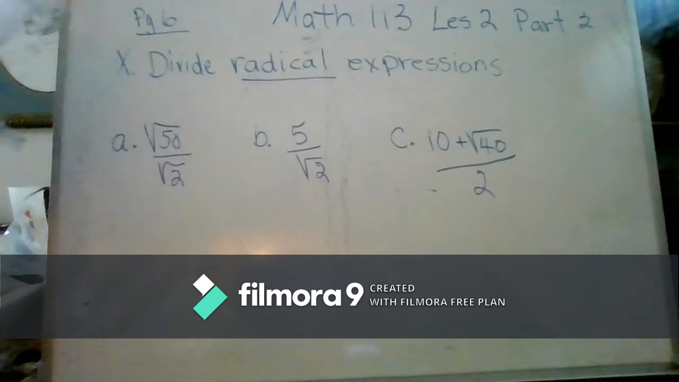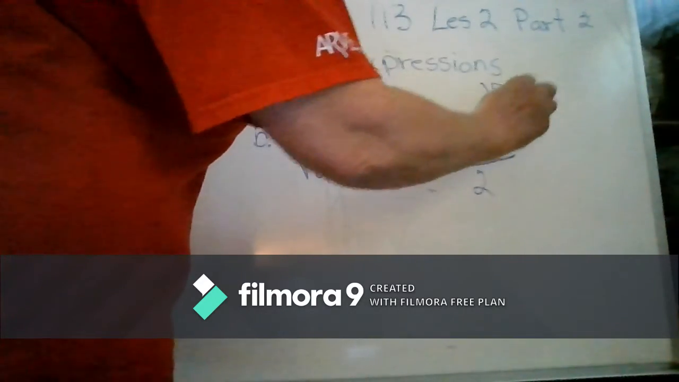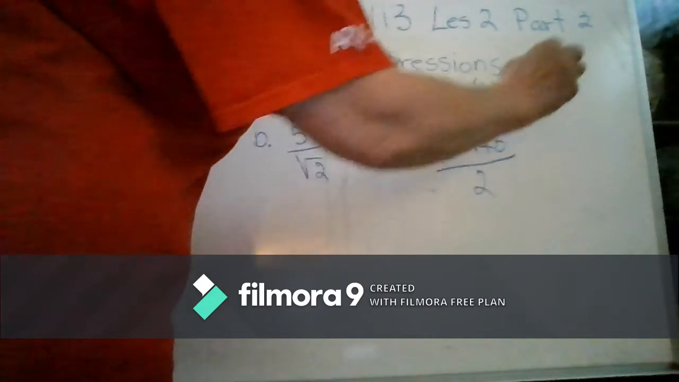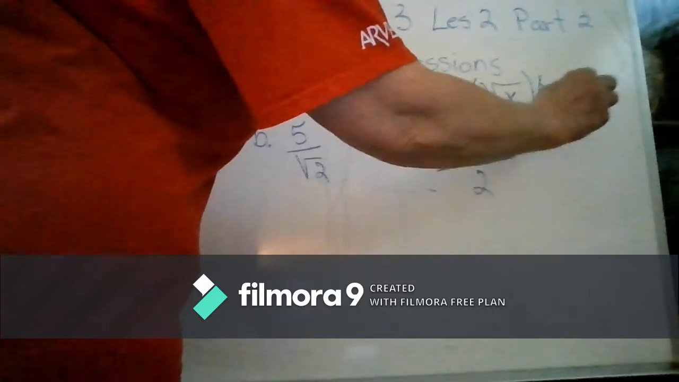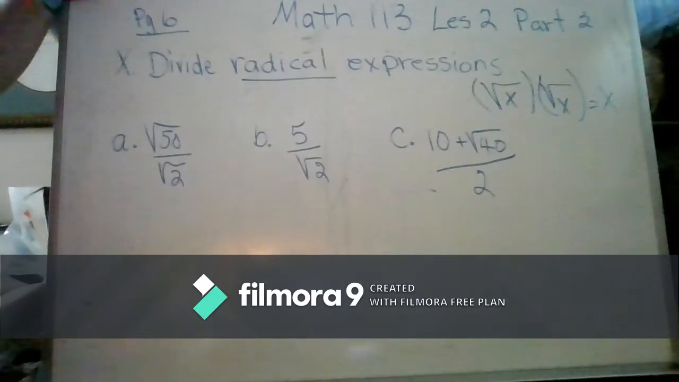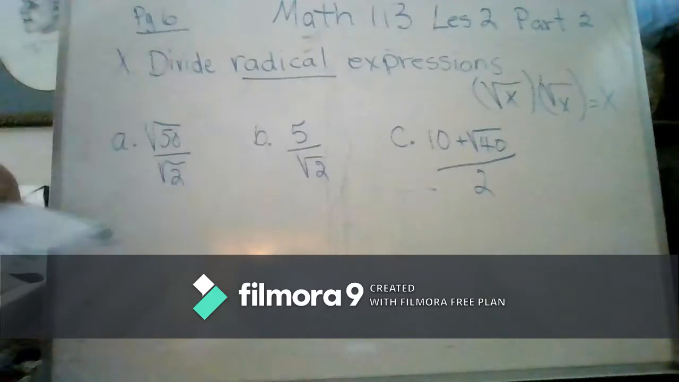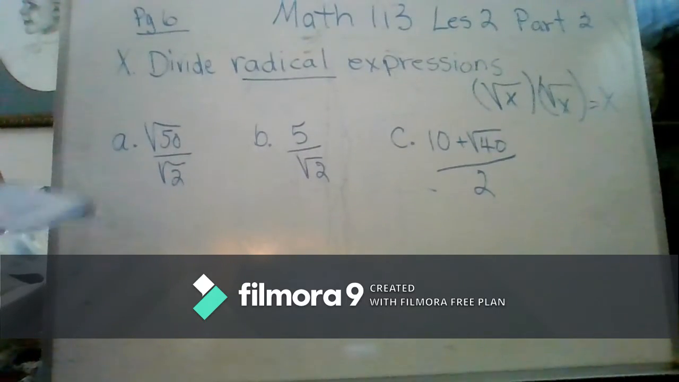So first of all, I want to remind you that the square root of x times the square root of x is always x. So, if I put the square root of 2 times the square root of 2, what am I going to get? 2. You're exactly right.